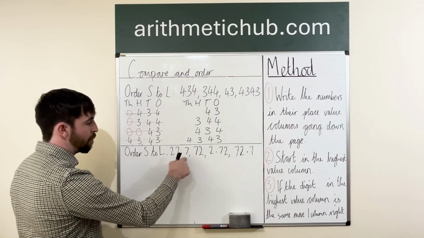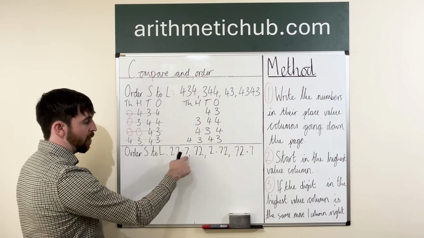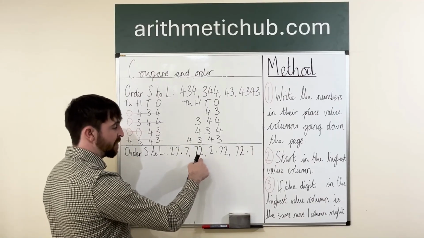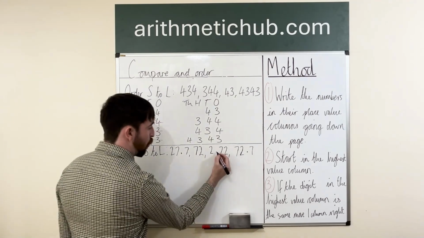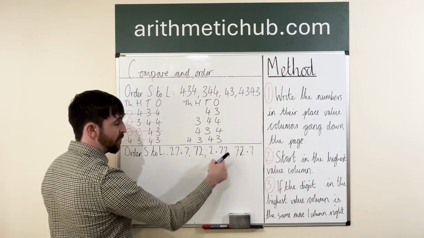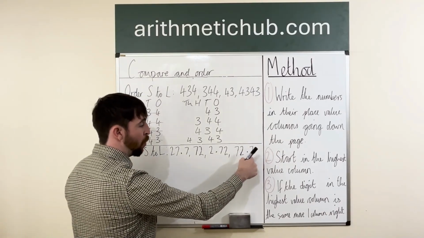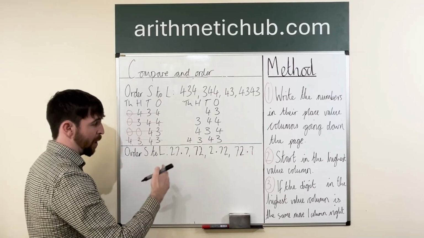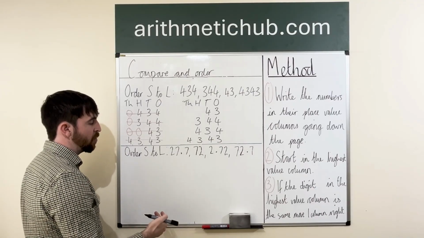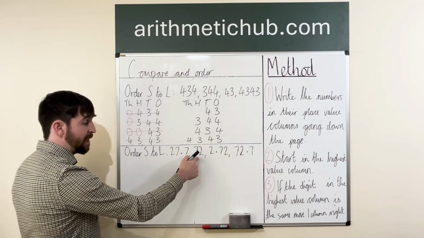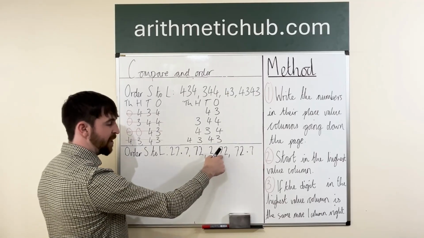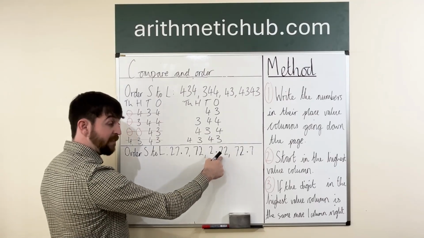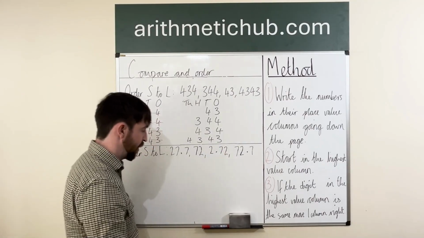So we've got 27.7, 2 in the tens, 7 in the ones, decimal point, 7 in the tenths. Here we've got 72, 7 in the tens, 2 in the ones. Here we've got 2.72, and here we've got 72.7. So, when I'm ordering these numbers, I'm going to need to use tenths, and I'm going to need to use hundredths. Oh, not for this number, but for this one, because we've got 2 in the ones, a decimal point, 7 in the tenths, and 2 in the hundredths.